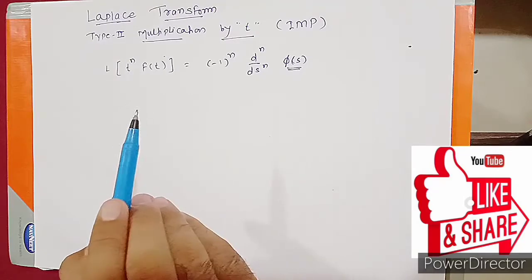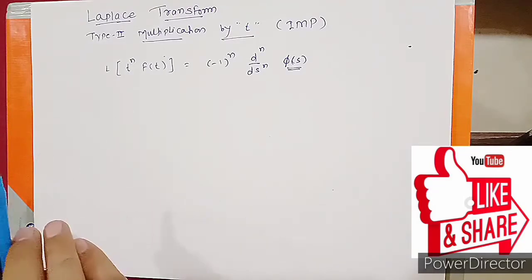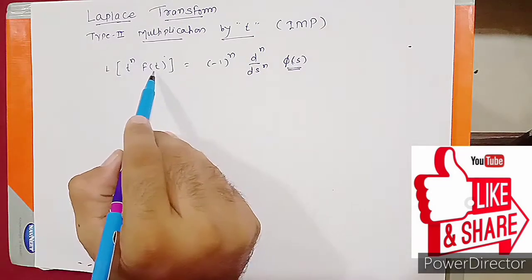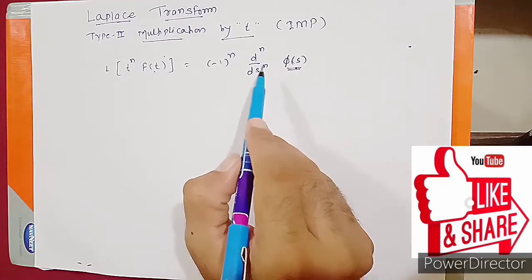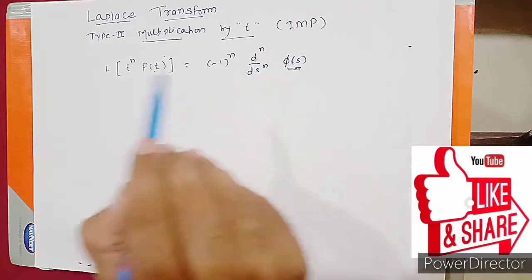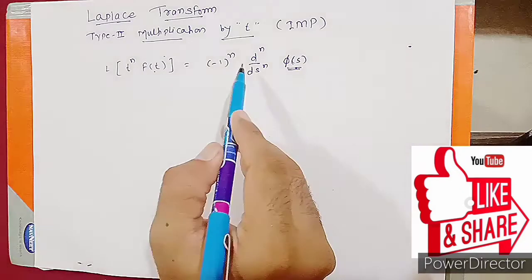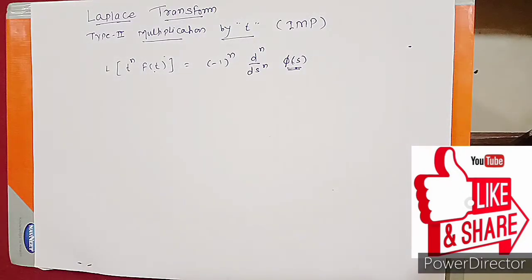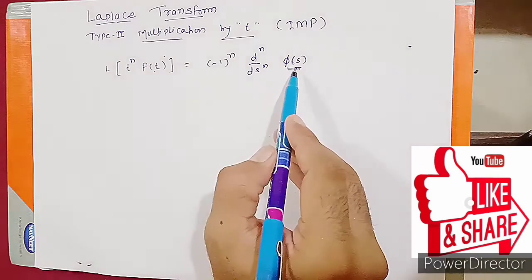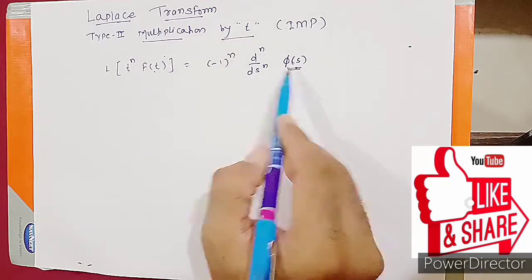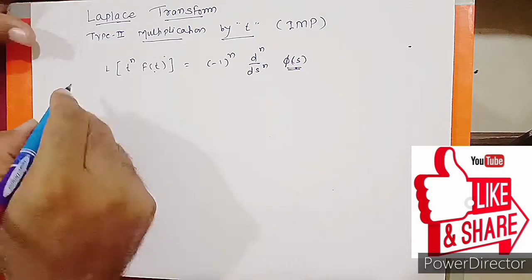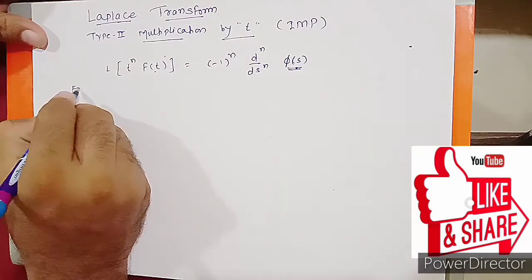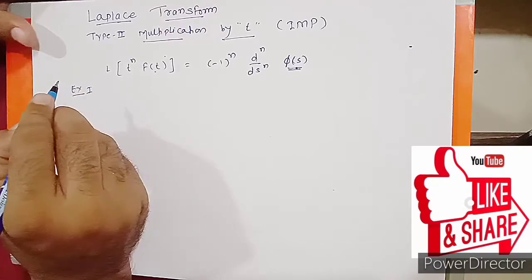Okay. So according to the definition, what is the first step? First find Laplace of f of t, that is phi of s. Then take derivative according to the t raised to n and just put minus 1 raised to n. Okay, so the first step is the Laplace of f of t and taking derivative. Okay, so we immediately start with the first numerical.